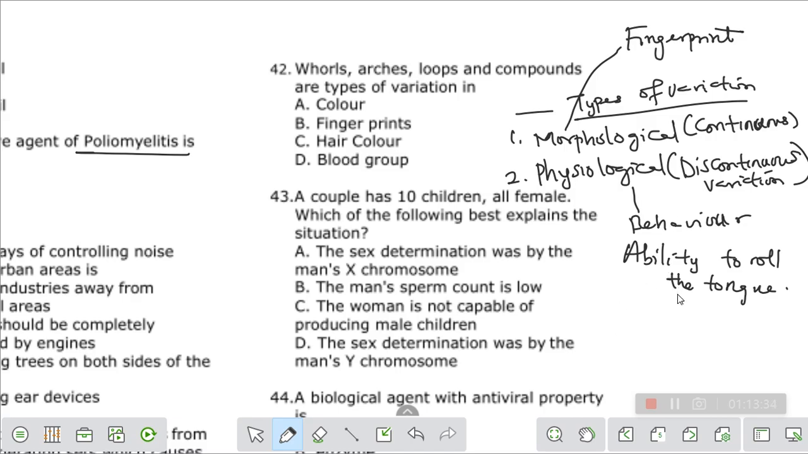Fingerprints. I'm sorry, fingerprints should not be in this aspect because I've talked about it. I think fingerprints is in both physiological and morphological variation. I'm kind of surprised that fingerprints is there, maybe due to the shape of fingerprints. So fingerprint is not only in morphological, and that's the reason why I even come to this aspect.